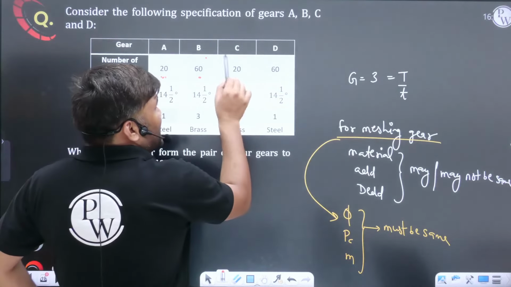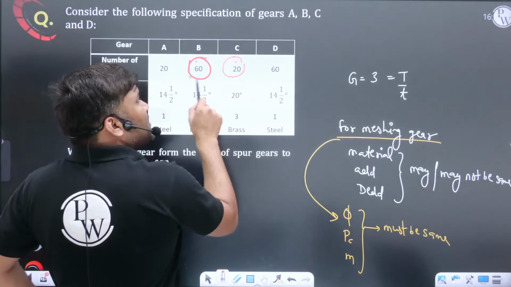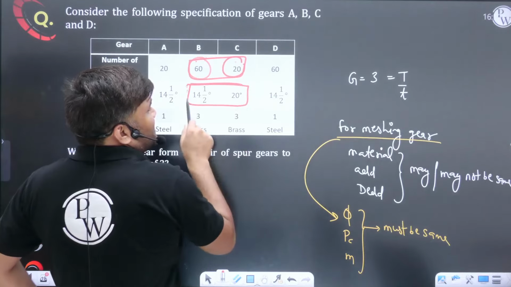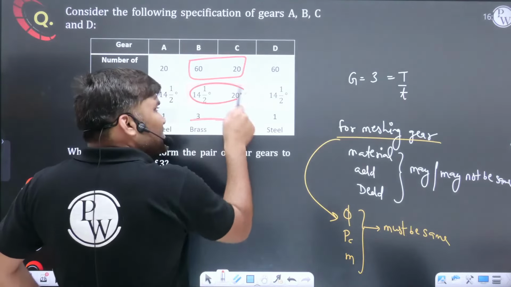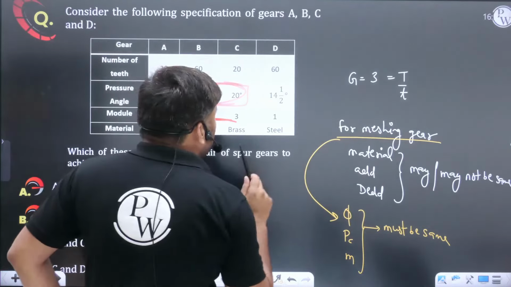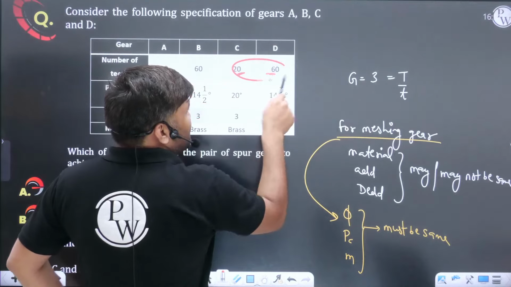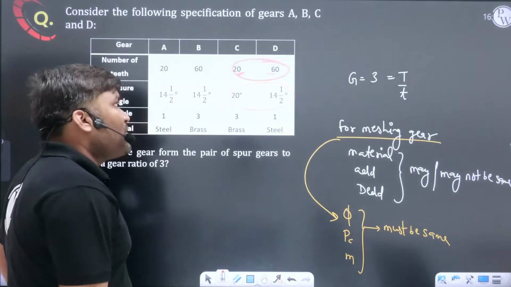Now, look at B and C. Sir, B is having 60, this is having 20. 20-60, again, a ratio of 3 you will get. Pressure angle, arey sir, pressure angle is not the same. They cannot form a pair. Module same hai, but pressure angle is different. They cannot form a pair. Now, look here, C and D. 20-60, but sir, pressure angle is different. Nah, they cannot form a pair.